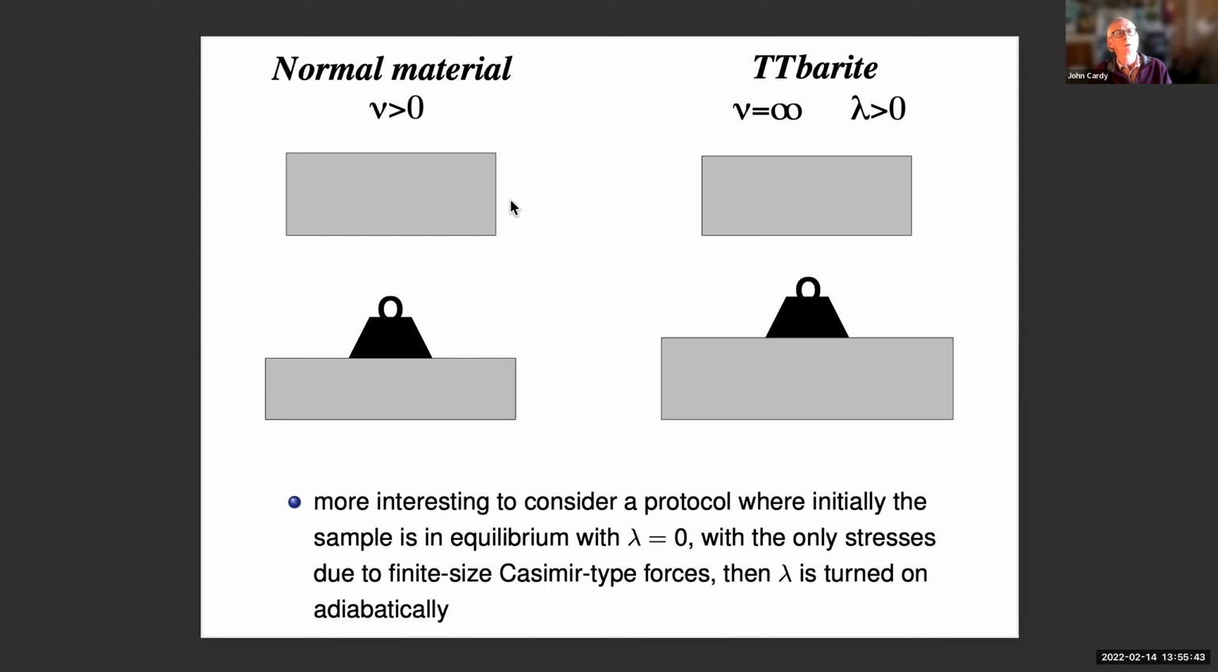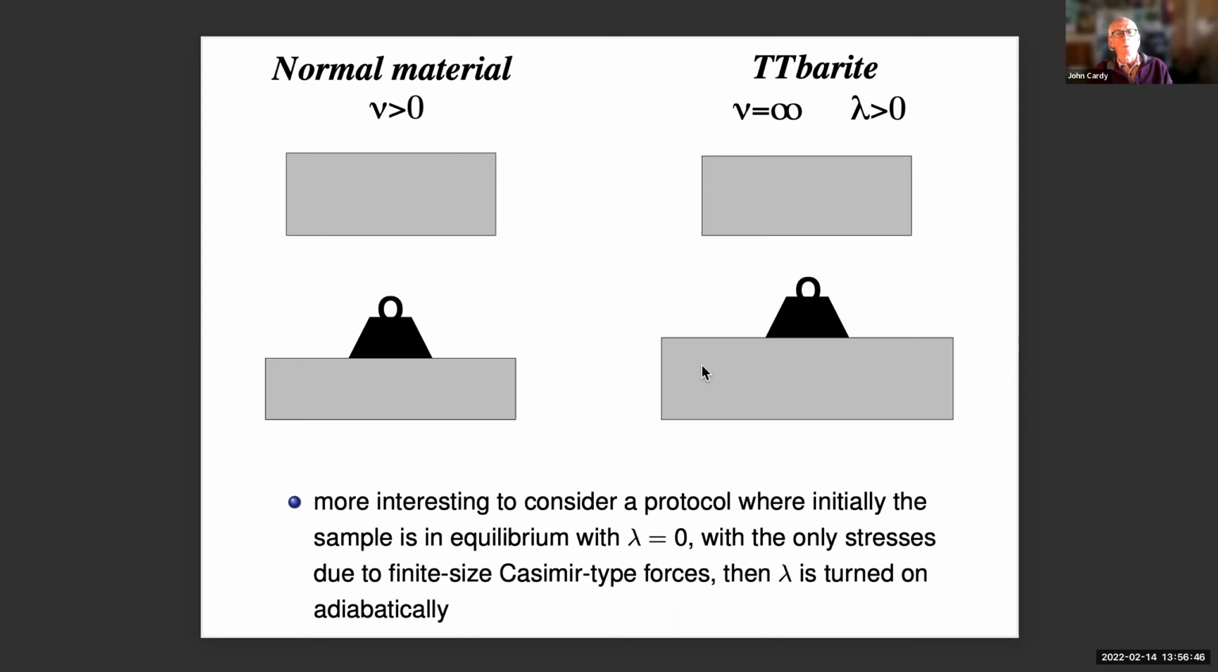So if we have a normal material and we have a block of this here with a positive finite Poisson's ratio, if we put a weight on this, so we compress it in the vertical direction, then it squeezes down in the vertical direction, but it extends in the horizontal direction. If we take this strange material, which I term TTbarite, which I hasten to add, we probably can't fabricate it in the lab. It would be interesting if we could, but we can't as far as I understand it. Then if you compress it in the vertical direction, or if you apply a weight in the vertical direction, it does not compress in the vertical direction, but just extends in the horizontal direction.